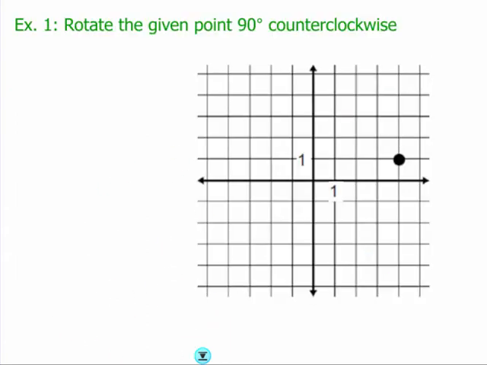So let's take a look at an example. Example 1 says rotate the given point 90 degrees clockwise. And let's give this a name. Let's call this point A. All right. Let's write down our coordinates here.